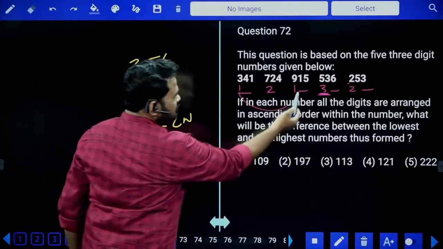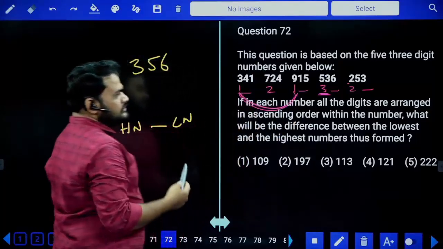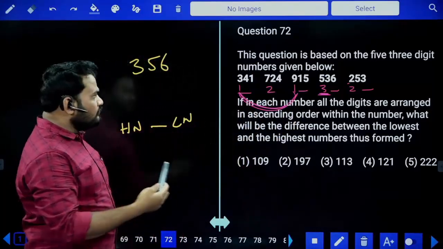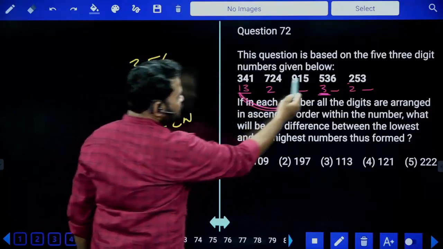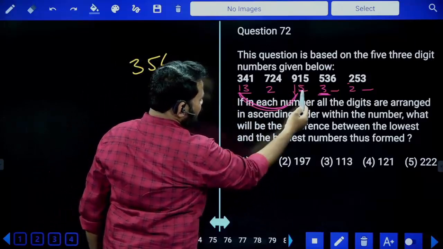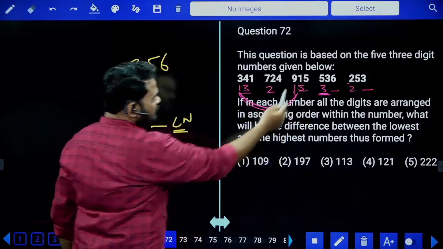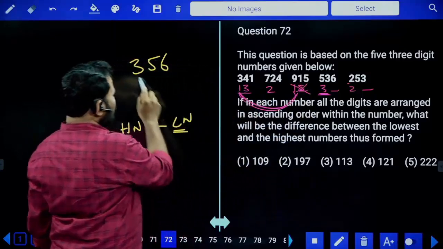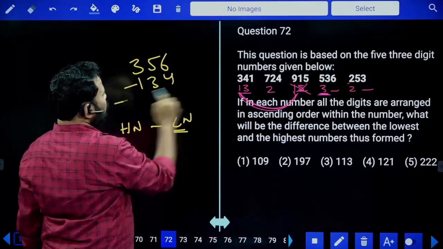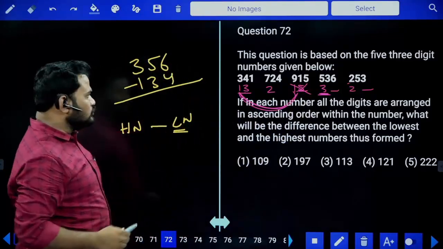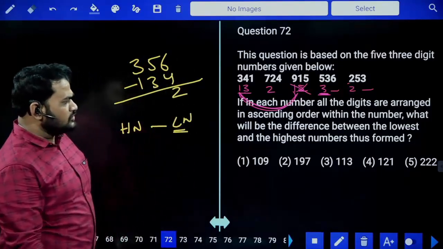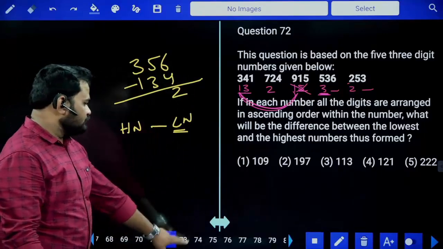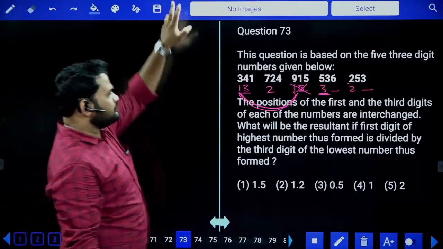As 1 is in 2 places, in order to get the lowest number I need to go for second digit verification. After 1 we will be getting 3 here, after 1 we will be getting 5. Between 3 and 5, as we need the lowest number, obviously lowest is 3, that will be 134. And we need to get the difference between these two, that will be exactly 6 minus 4, which is 2, option number 5.